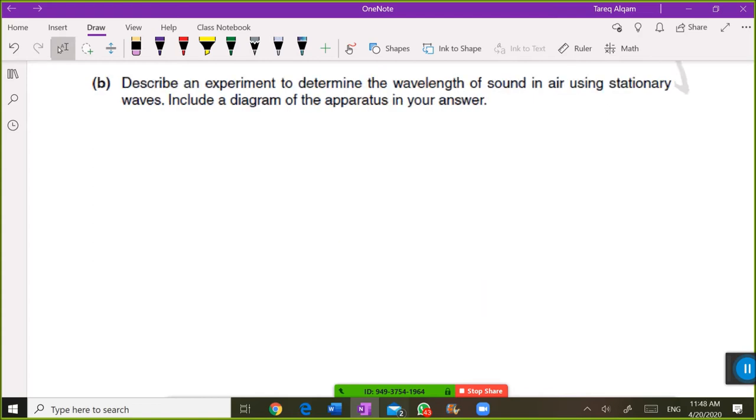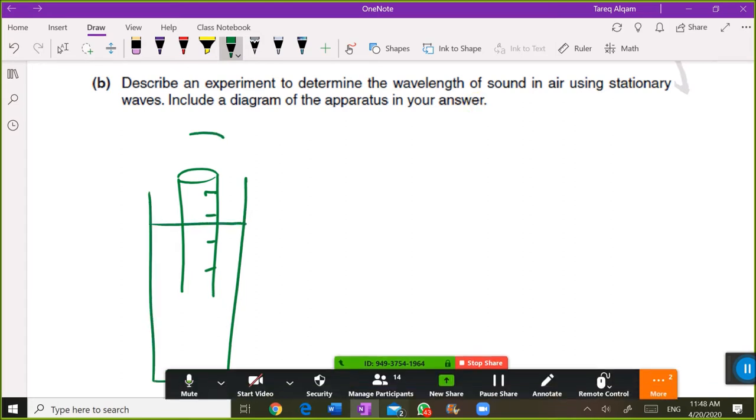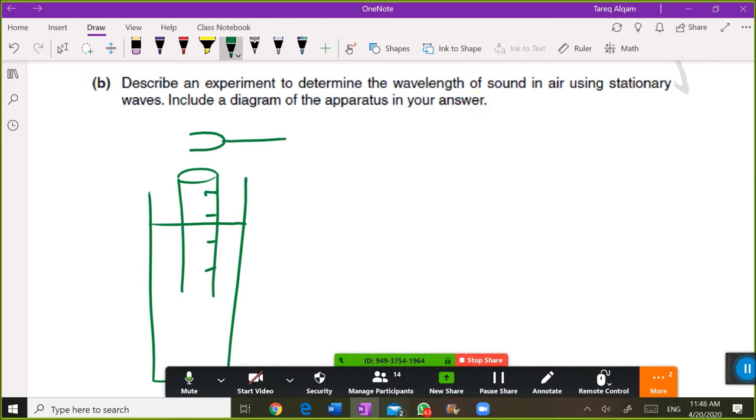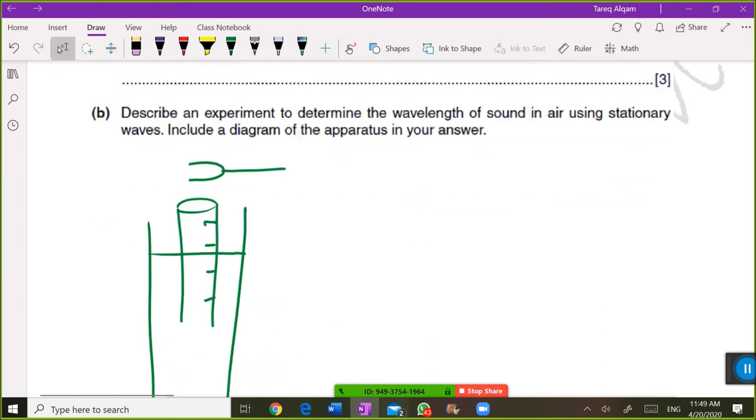Next, guys, we have several ways, and I may use a tube like this, right? This tube has a scale here, don't forget. Here we have a scale. It's placed in water like this. Here we used a tuning fork. Everything should be labeled, guys. Also, you can use a loudspeaker.